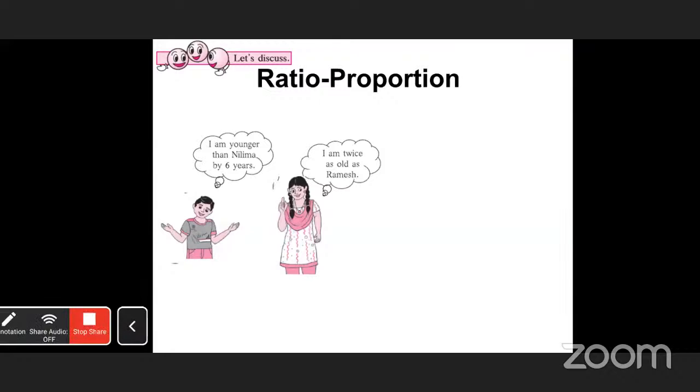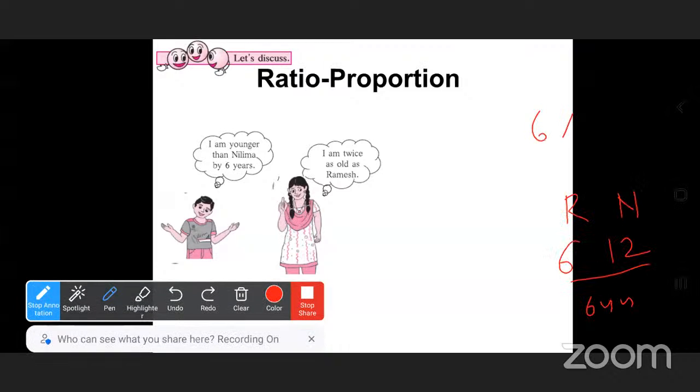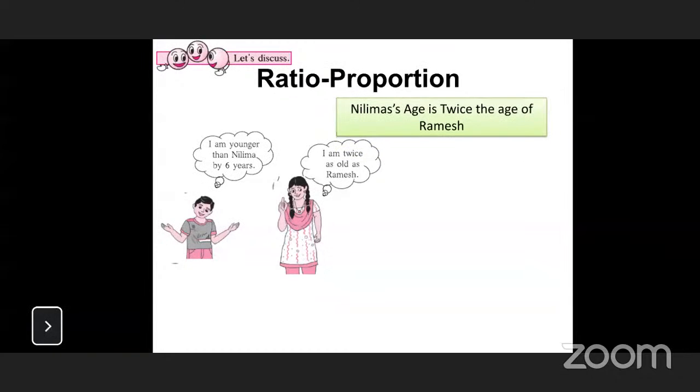We have taken an example where Ramesh is 6 years old and Nilima is 12. Double of 6 is 12. So Nilima said the same thing in terms of a multiple. She said, I am twice as old as Ramesh. So we got to know that Nilima's age is twice the age of Ramesh.